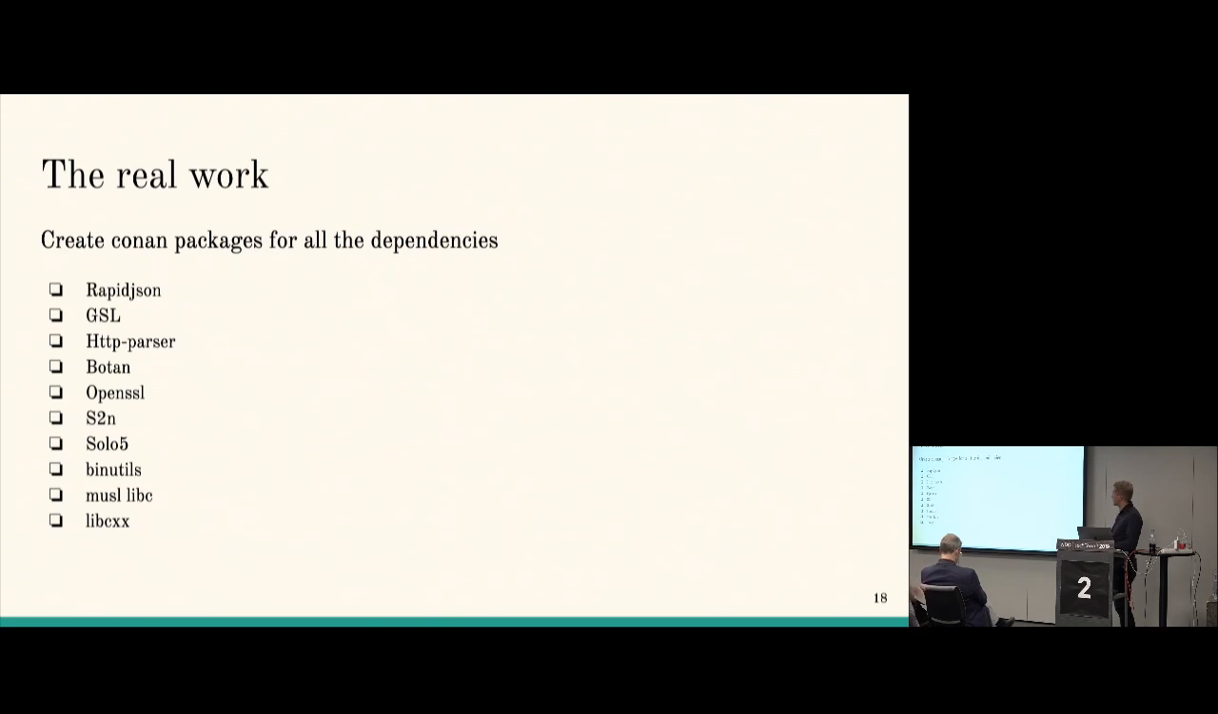And the real work was to create Conan packages for all of these dependencies: RapidJSON, GSL, HTTP parser. Some of these are header-only dependencies. You might say it's a bit of a stretch to put that into a package, but it's convenient, because then you know which version you're consuming and you get all the tracking in order. The hardest ones here are probably musl and libc and all of these, to get them right.